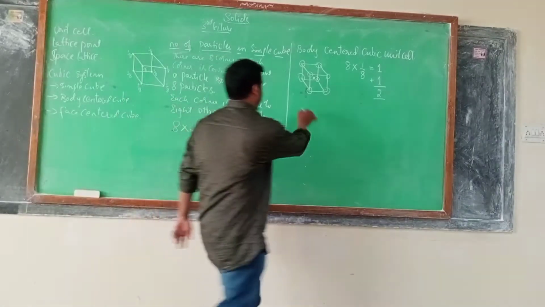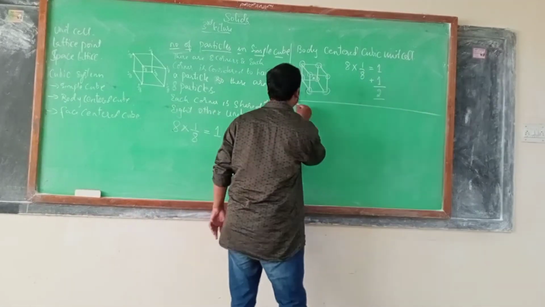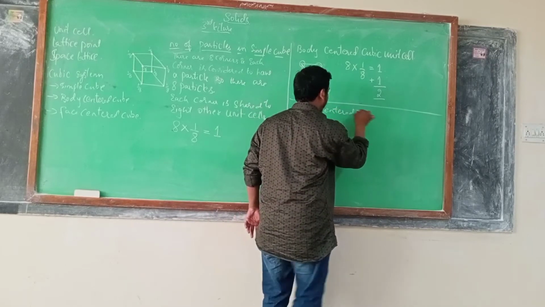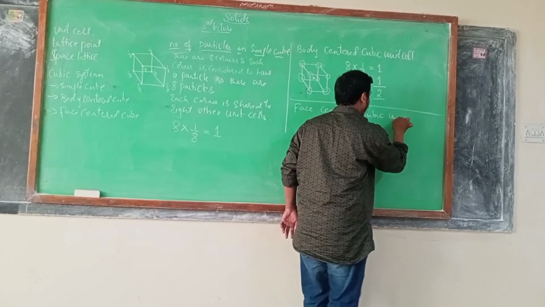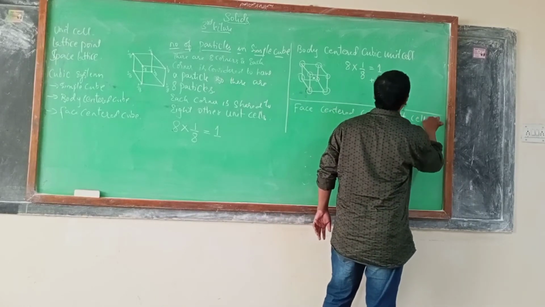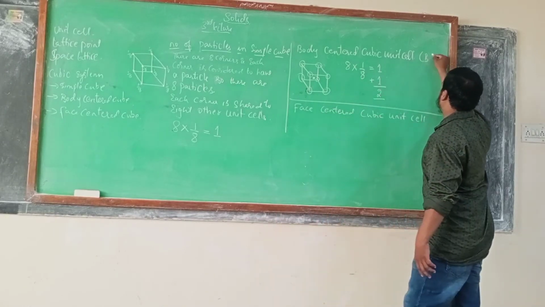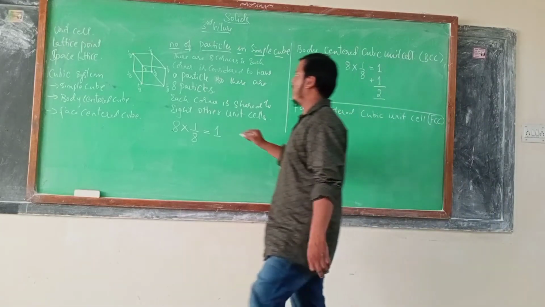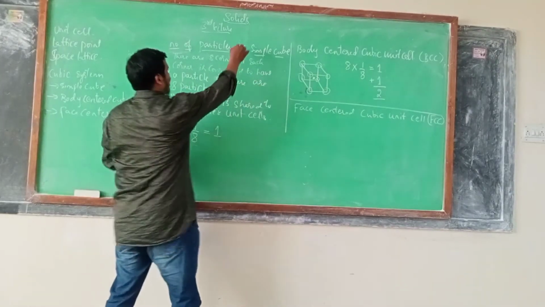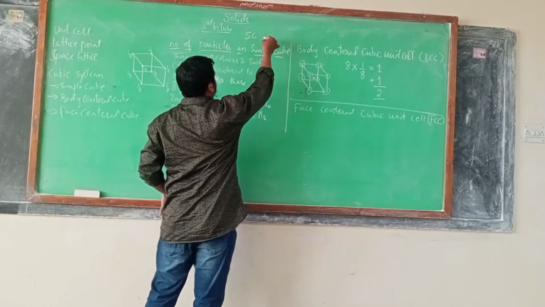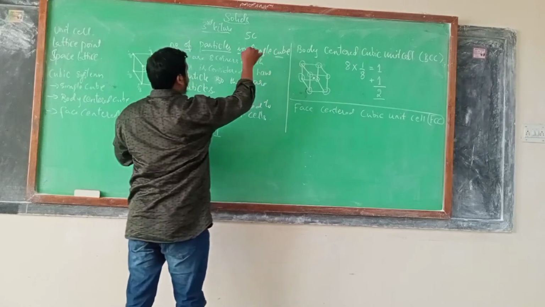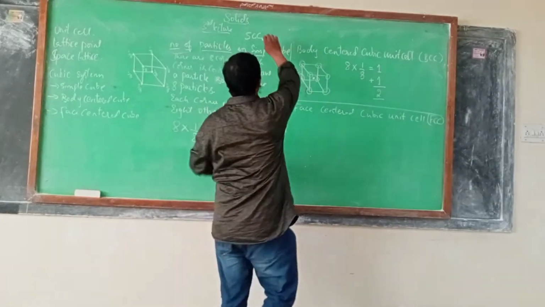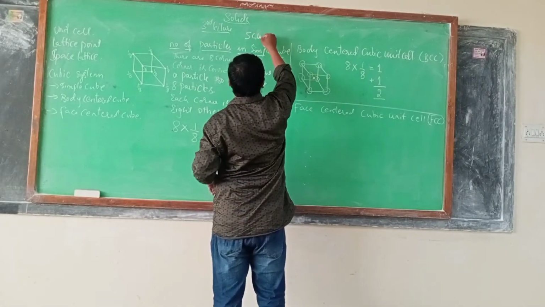Then we will go for the third one, that is the face centered cubic unit cell. Remember, we call the body centered one BCC, and here we say FCC. And here we say simple cubic unit cell, simple cubic.